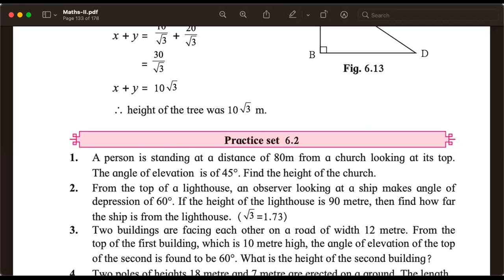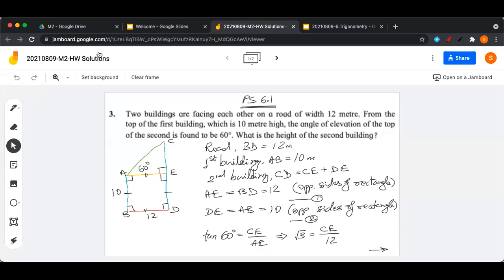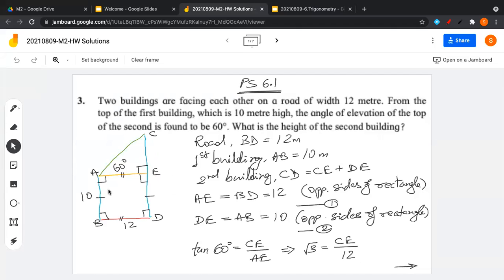Okay, so that was the quick revision I was referring to. I will stop the sharing for the textbook. Let us look at the solutions that I have sent you last night. I've changed the screen. Please confirm that you are able to see.